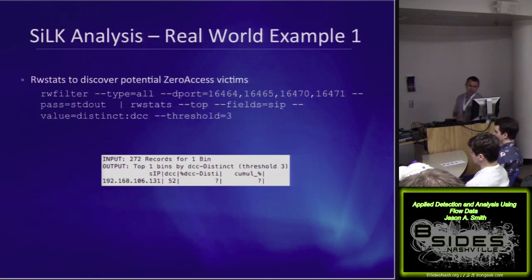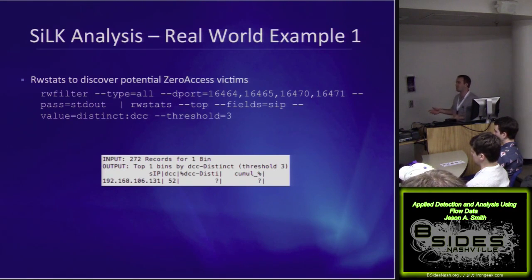So a real-world example, obviously this is not a guaranteed thing, but if you said, oh, well, I want to look for ZeroAccess. I know ZeroAccess uses the following ports. I want to look at data that's going to these destination ports, and I want to sort it by the top source IPs by distinct destination country codes, where a source IP has talked to at least 3 or more destination country codes. Sounds like a lot to think about, and it kind of is a lot to think about.